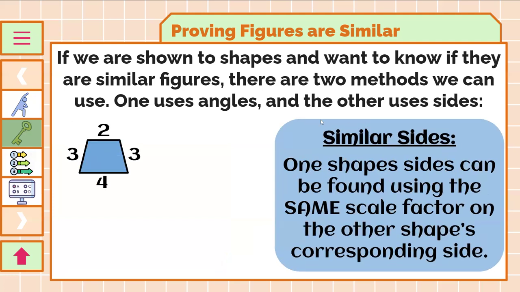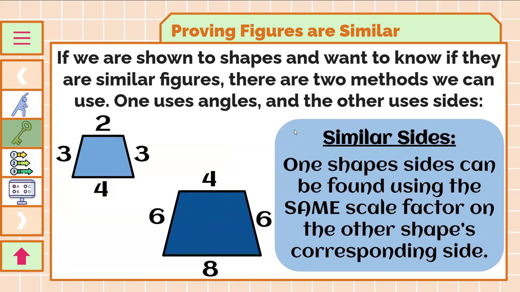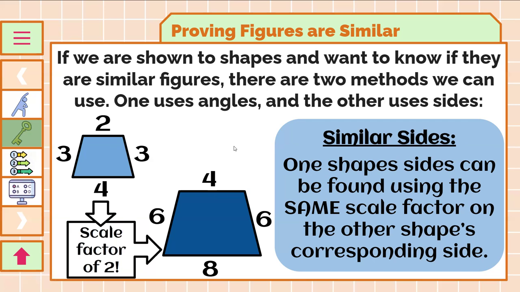We also have the similar side method. One shape's sides can be found using the same scale factor on the other shape's corresponding sides. So we have 2, 3, 3, and 4. In this case, you might already see, to turn 2 into 4, you could double it. 3 into 6 could be doubled, 4 into 8 could be doubled, meaning they all use a scale factor of 2 to get to the other shape. Because they all use a scale factor of 2, we could do times 2 times 2 times 2 times 2 to get these sides. That means that these are similar figures.